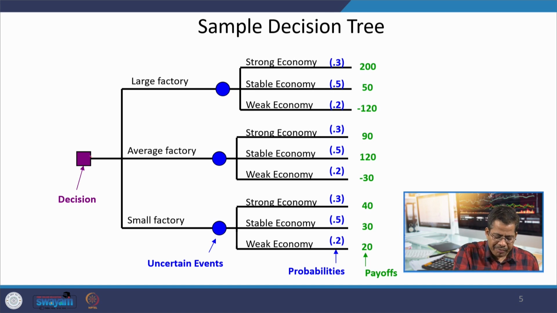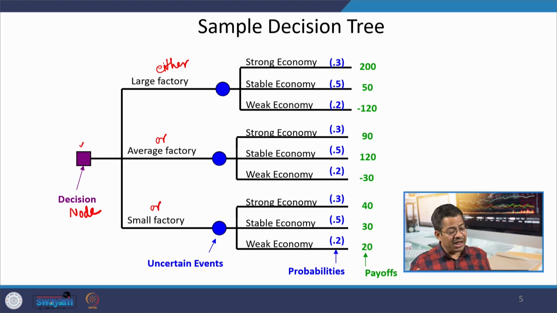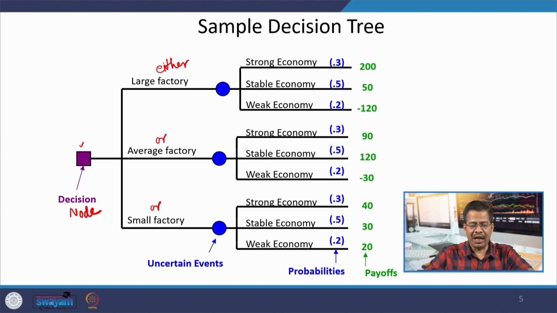As I already mentioned, a square symbol represents the decision node. So, I take a particular decision. The decision can be that I open a large factory, a medium factory or a small factory. I can take three decisions: opening a large factory, medium factory or a small factory. Whether I open a large factory, medium factory or a small factory, there are three possibilities, that is uncertainties. The economy may be very strong, the economy may be moderate, and the economy may be weak also.